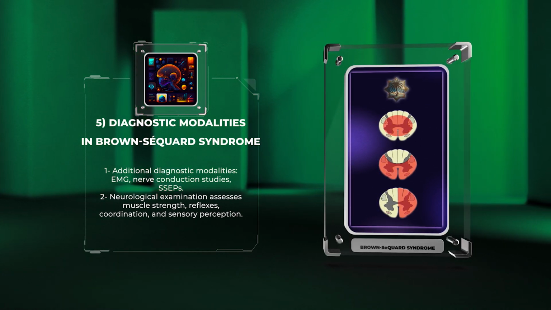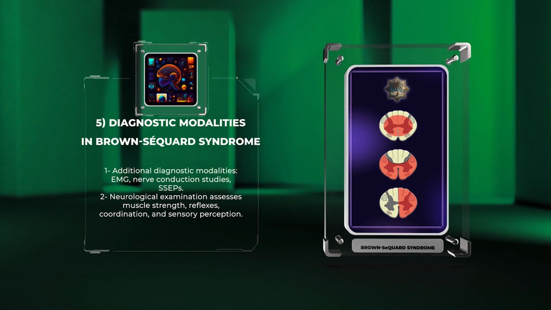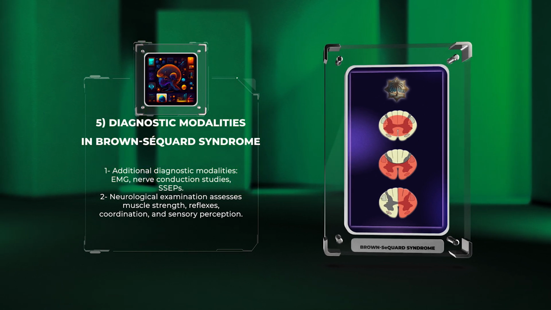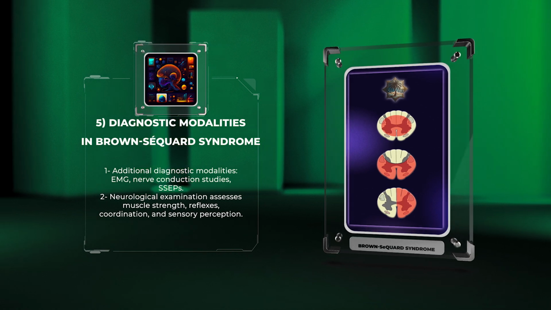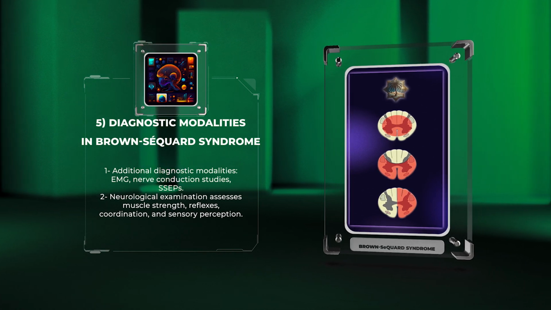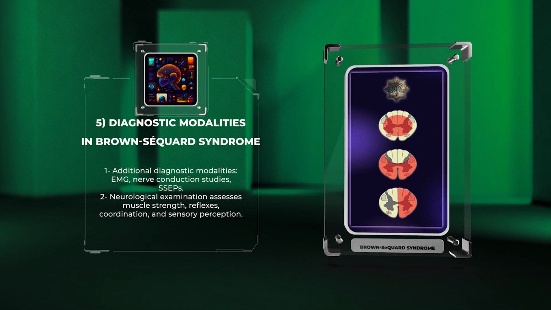Furthermore, a detailed neurological examination is crucial to identify any associated deficits or coexisting conditions. This may involve assessing muscle strength, reflexes, coordination, and sensory perception on both sides of the body.